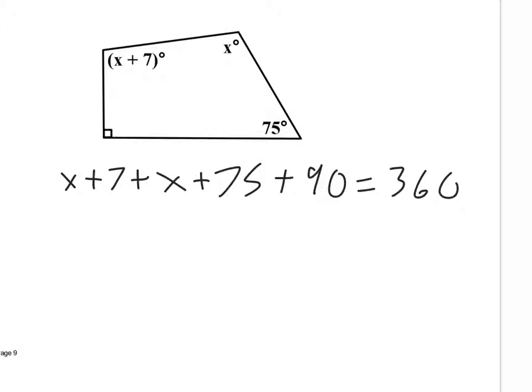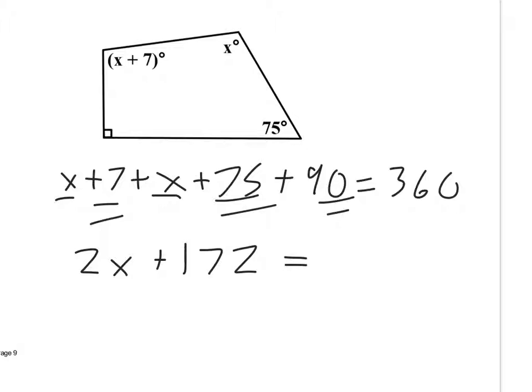Anytime you have something like this, you combine like terms. So anything that has the exact same variable, which is x and x, and these are what we call constants. The numbers that don't have a variable, those are like terms as well. So x plus x is 2x. And then we add 7, 75, and 90. 90 plus 75 is 165. So 165 plus 7 is 172. And that's equal to 360.